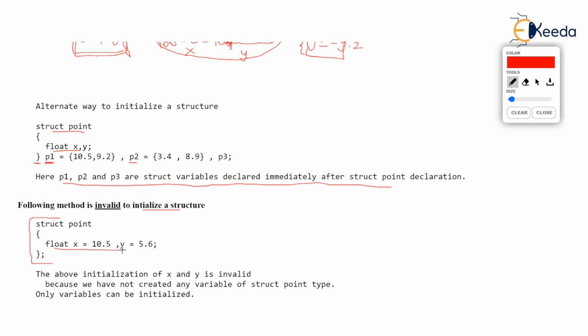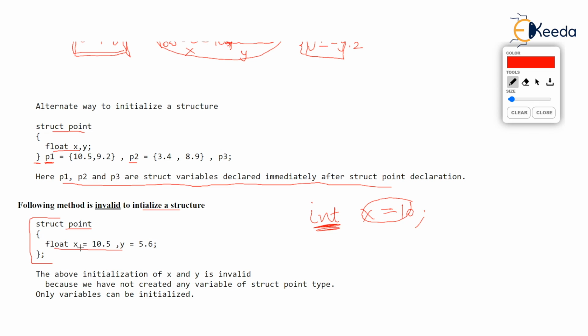The reason behind it is point is not a variable. Please try to understand this. Only variables can be initialized. Now, if you write int x equal to 10, whom are you initializing? You are initializing variable x. But there is nothing called initializing int. Int is just a data type. Like that, point is a data type here, and how can you initialize members of a data type?